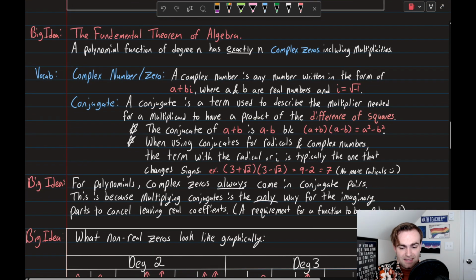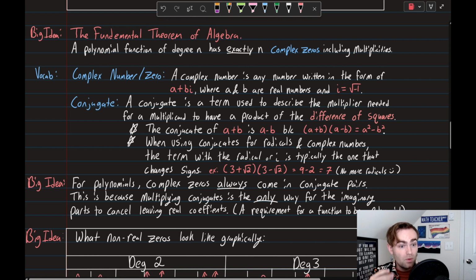The next big idea is the fundamental theorem of algebra. That sounds super important, and that's because it is. For polynomial functions, and this only works for polynomials, if the polynomial has degree n, it has exactly n complex zeros, including multiplicities. So if I have a degree 6 polynomial, there are 6 numbers that make the polynomial 0 in the complex realm. Now keep in mind that some of that might be repeated. If I have f of x equal to x to the 6th power, 0 is going to have more than one multiplicity there.